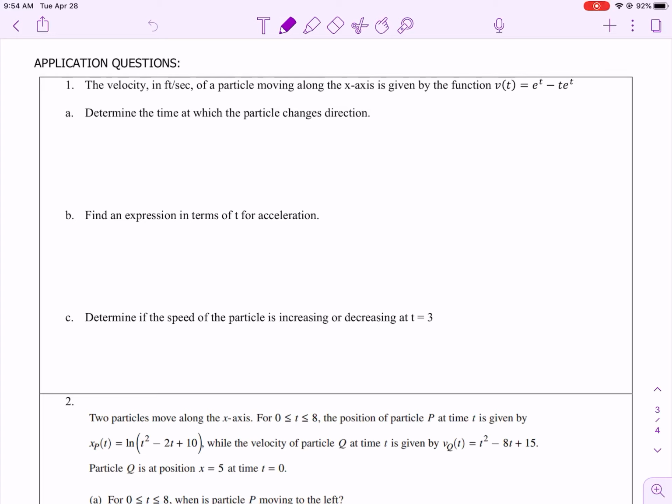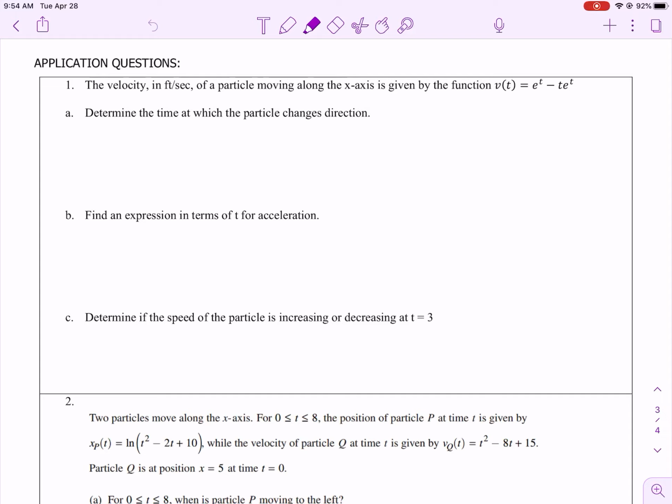I'm also going to walk with you through one of the first application questions here, okay? Notice this still applies the same rules: moving to the left, moving to the right, particle changes direction. All those rules that we talked about earlier in trimester 2 still apply. The only difference in this particular case is that our functions are now going to be exponential functions and logarithmic functions. So we're still doing the same rules, just with different functions, okay?